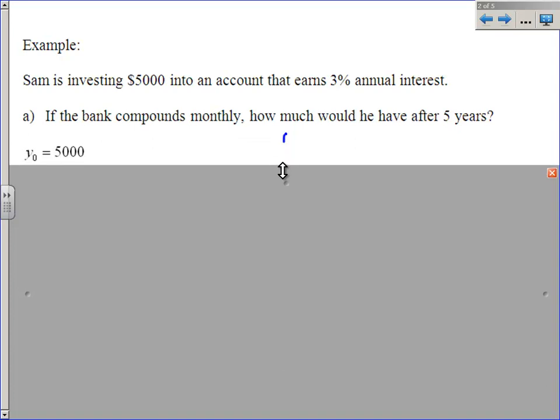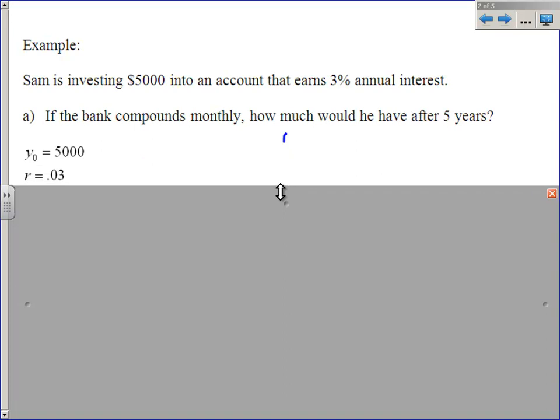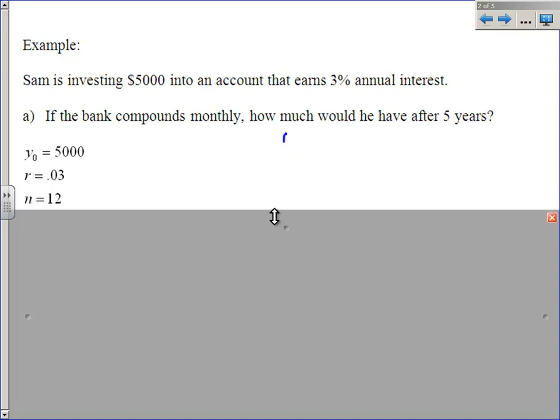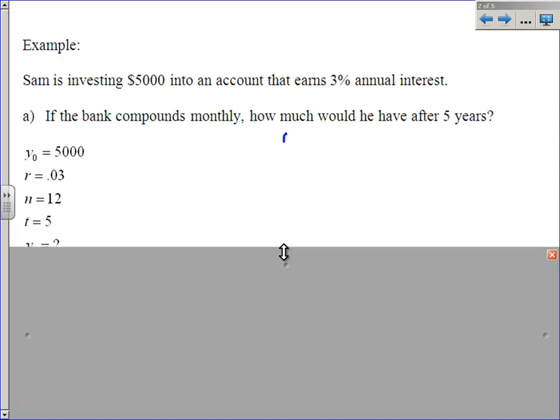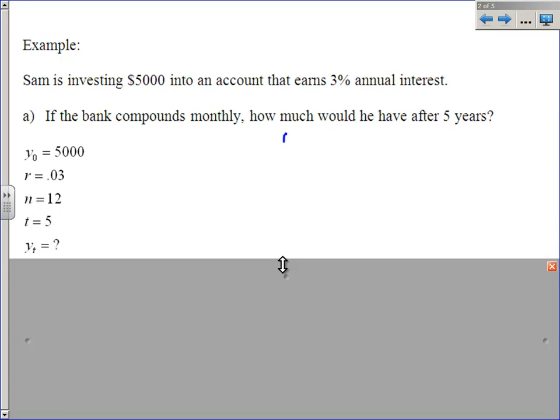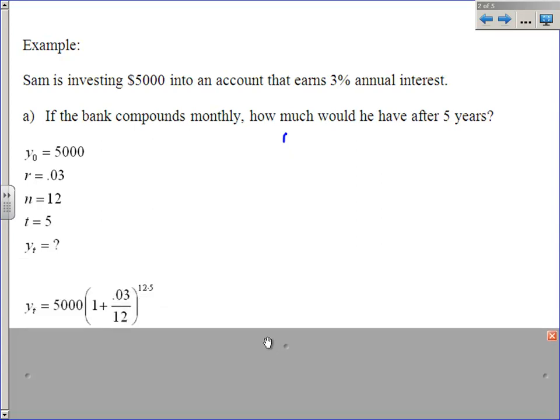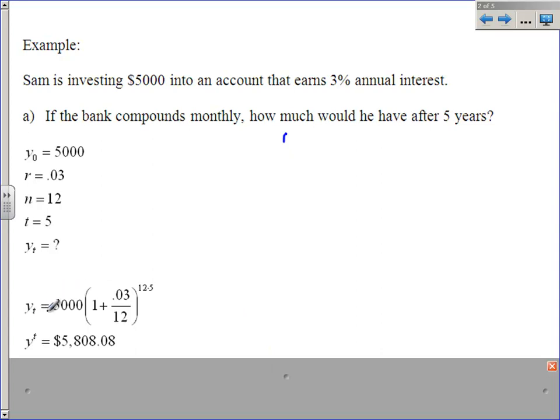The 5,000, that's your initial amount. That's how much money you put in. The 3%, that's your interest rate, so that's 0.03. Now, you compound it monthly. There's 12 months in a year, so they're going to compound it 12 times in that year. And then the time is 5 years. We want to know what is the y of t, so we're just going to plug this into our formula. Y of t is your initial amount times 1 plus interest rate over the number of times compounded, raised to the nt power, and you just throw that in your calculator, and that's the amount right there.